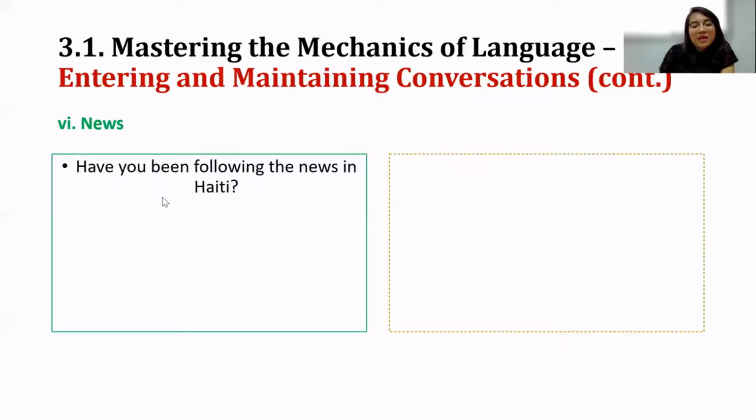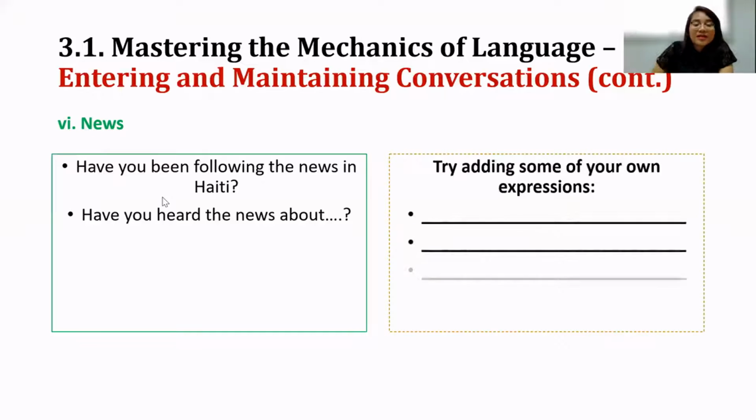First one, have you been following the news in Haiti or any other city or country or region in the world that is hot right now? Next one, have you heard the news about what's happening in the United States of America? And many other expressions, actually.